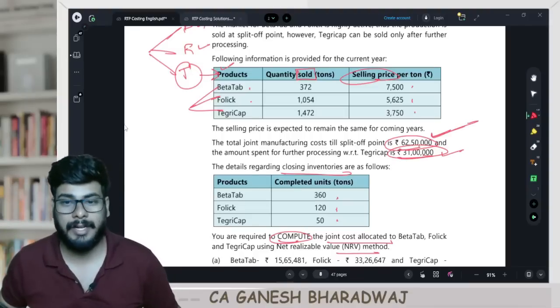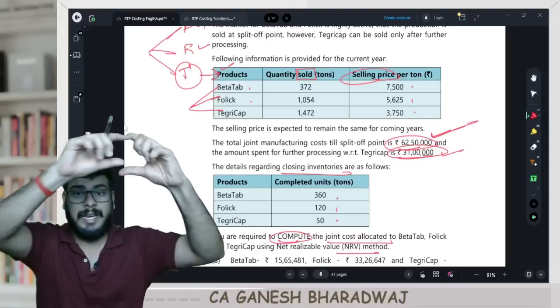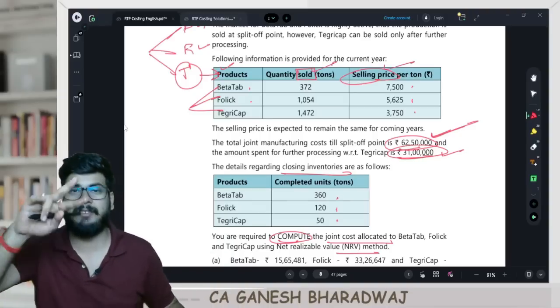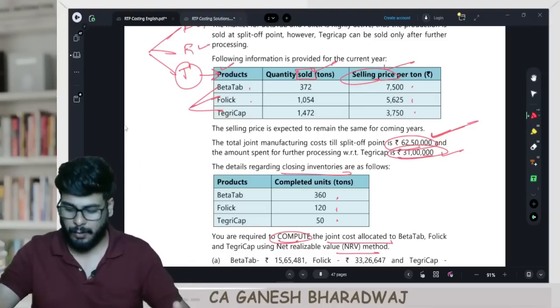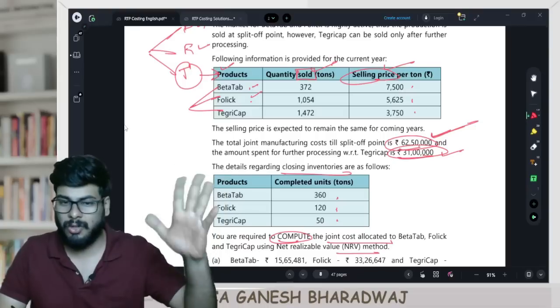Now, how do you arrive at NRV? This is where many students make a mistake. What do they do? First, final sales value. How will they arrive at it? The units sold into selling price, they will multiply this and arrive at the final sales value. From that, for the first two products, B and F, there is no further processing cost.